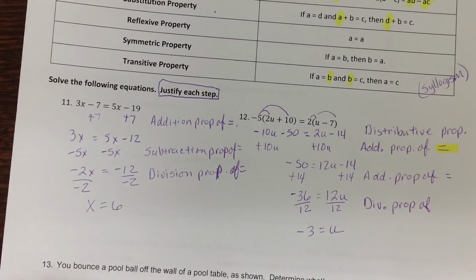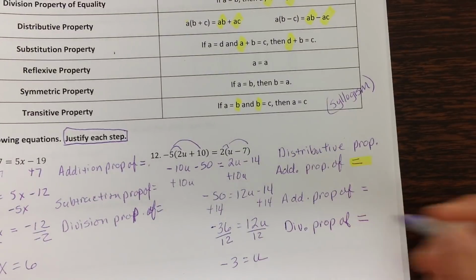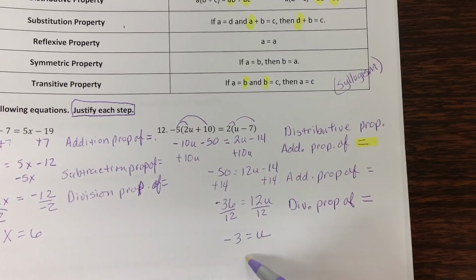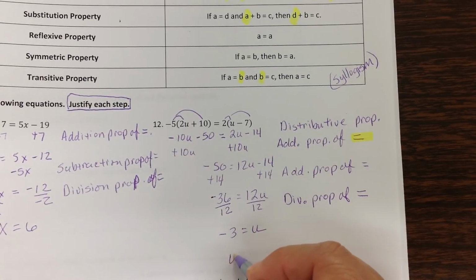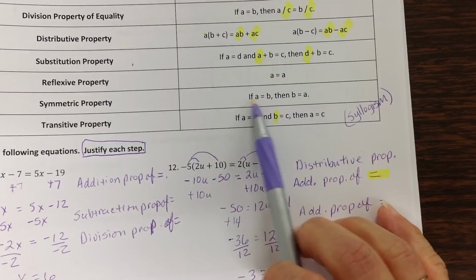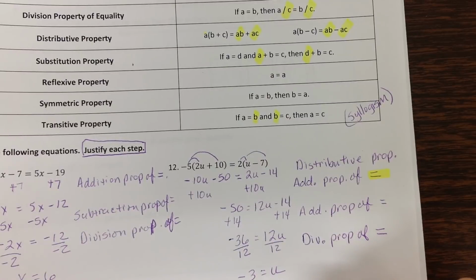Oops, y'all can't see this. Division property of equality. And then in algebra, we like to have that u come first. So what we could say is u is equal to negative 3. So what did we do? We ended up switching like this. So we used the symmetric property on this one.